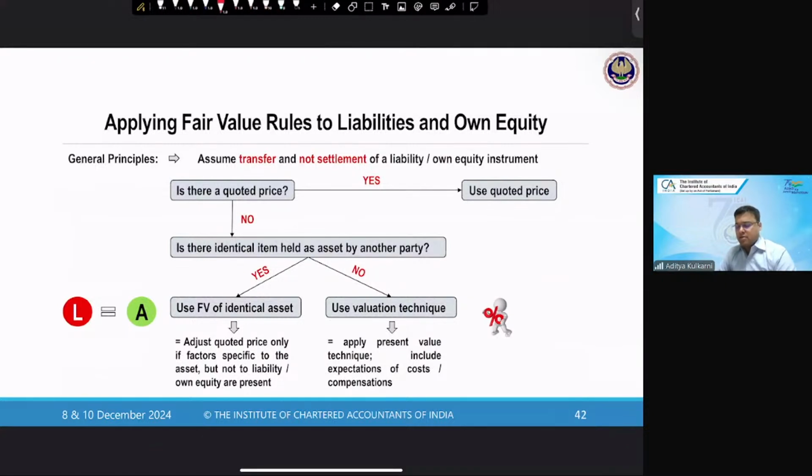General principles. Assume that what is happening is a transfer and not a settlement. Not a settlement, of a liability. So is there a quoted price? If the answer to that is yes, please use the quoted price. Don't go anywhere else. Quoted price is there, take the quoted price, that will be the value. If there is no quoted price, then are there any identical items held as assets by another party?